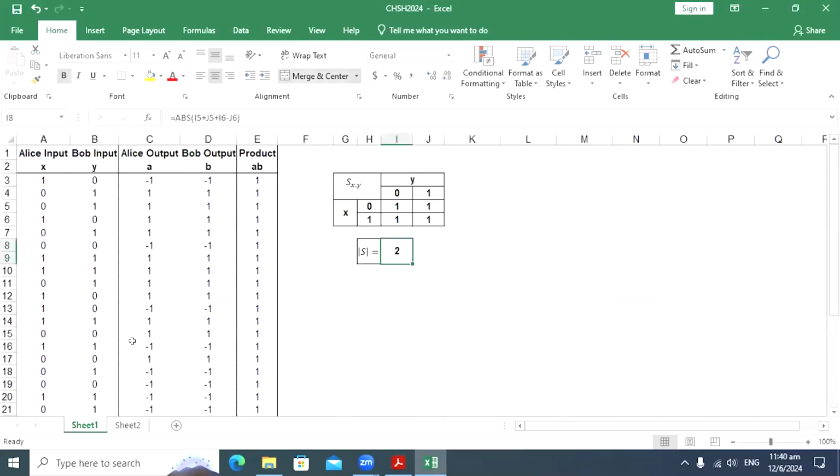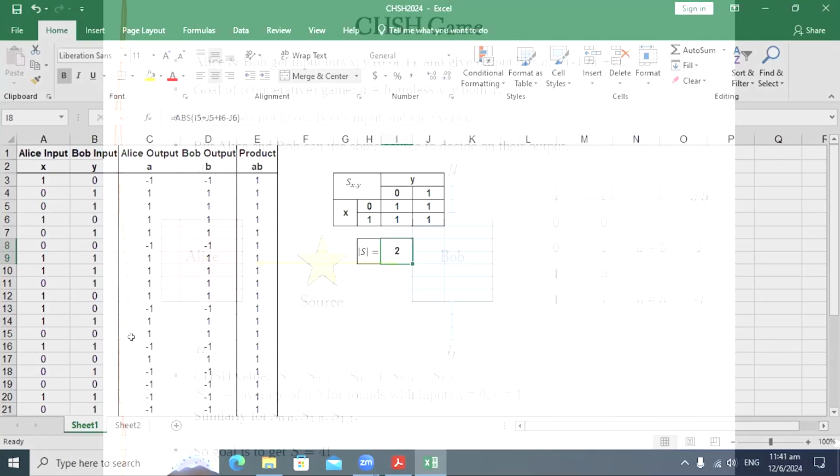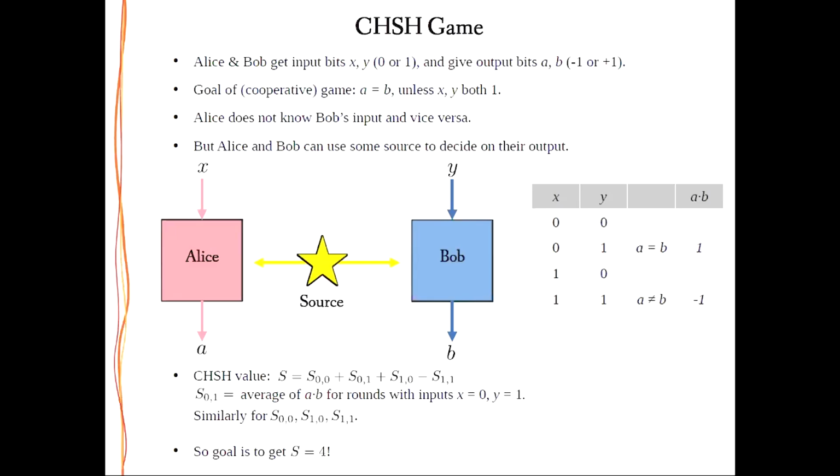S is exactly 2. Wow. Exactly 2. Okay, that's a coincidence, but that's actually what we predicted, because if you both write down the same number every round, you get 2. Why again? If you get the same answer every time, then the average of A times B will be 1 every round. So all 4 of these will be 1, so you get 1 plus 1 plus 1 minus 1, which is 2.